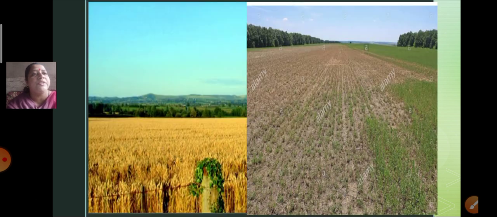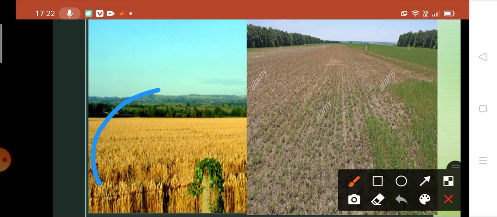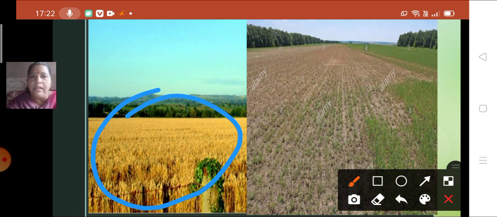You can see in this picture what arable land is. The first picture over here is your arable land. You can see the crops grown over there. That shows that this land is cultivable land. Arable land means cultivable land.